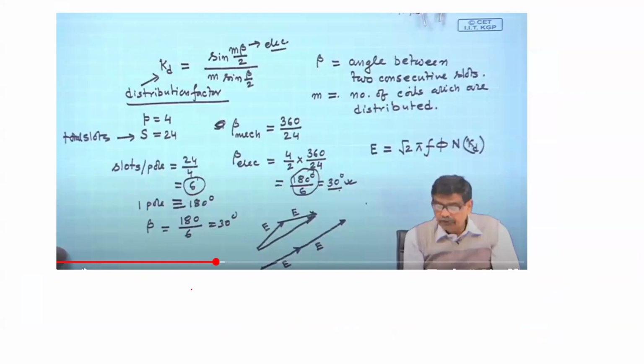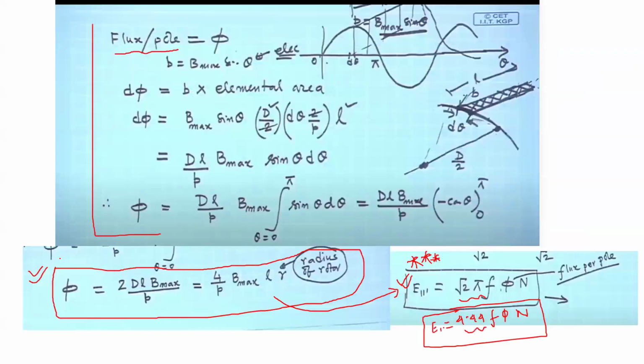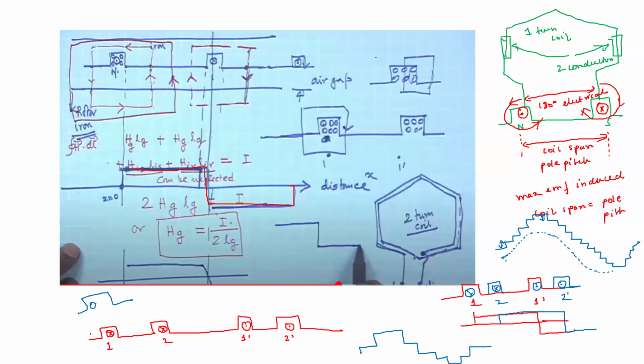Now there is something called distribution factor and something called pitch factor. Why the distribution factor and pitch factor come into the picture is that sometimes your EMF is not exactly this 4.44 f phi N. Why? Because sometimes, instead of this 0 to 180 degrees, you may not keep your coil like this. You may not keep your whole coil over 180 degrees.